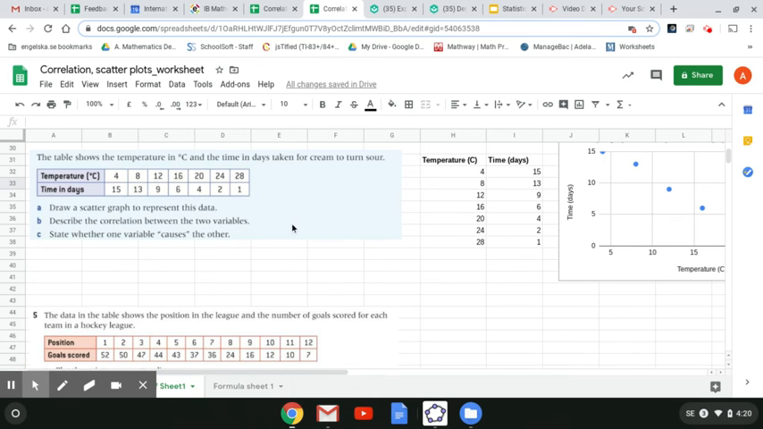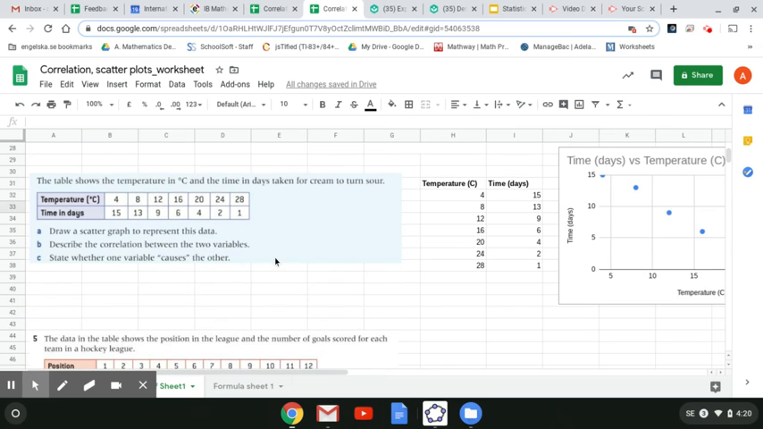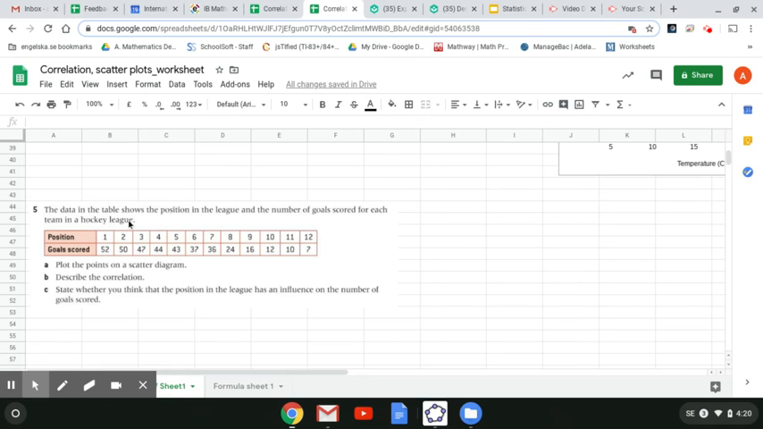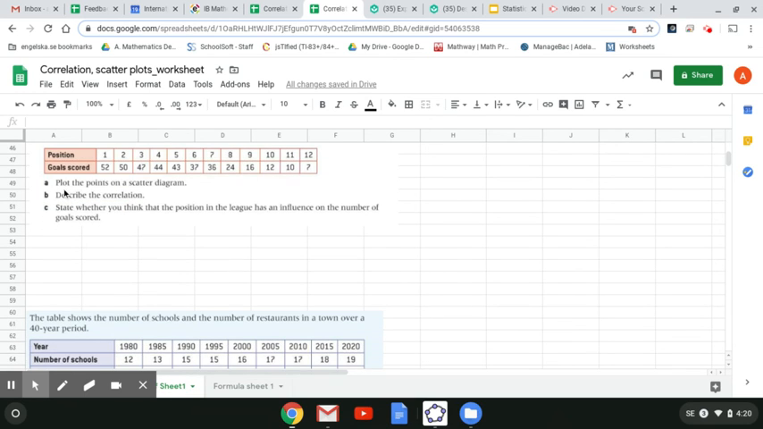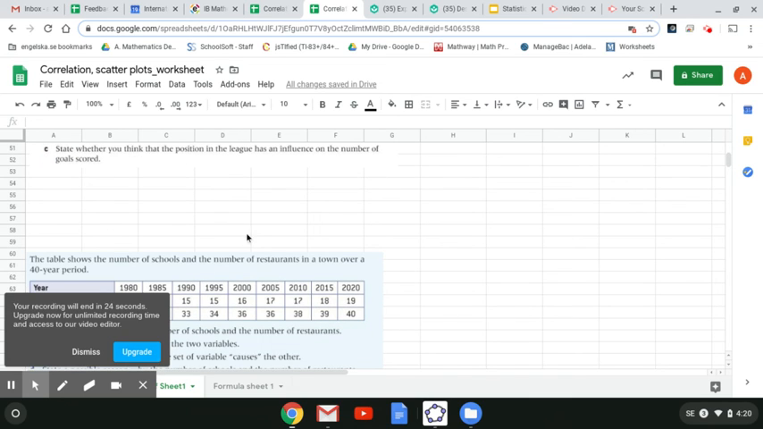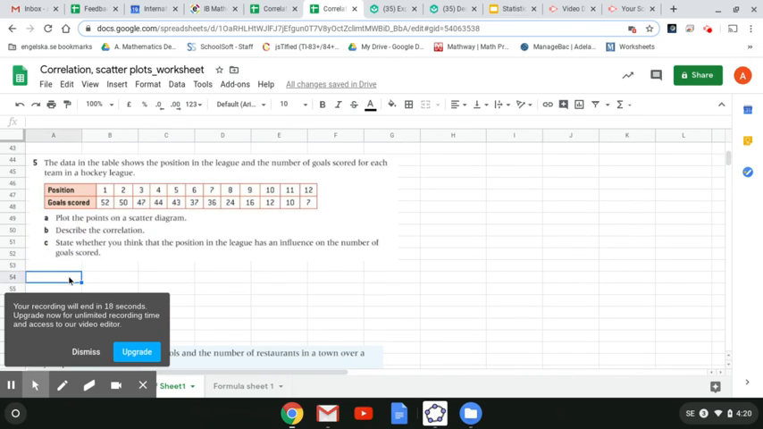Okay, your task is to create scatter plots for these two questions you have here. So you have two graphs I'm asking you to study. You have some questions with each. Not only do the scatter diagram, but also describe the correlation and state what you think about causation. So make sure you have the scatter plots and the tables here, and you can type your answers, for example, here below, like A, and type your answer right here.